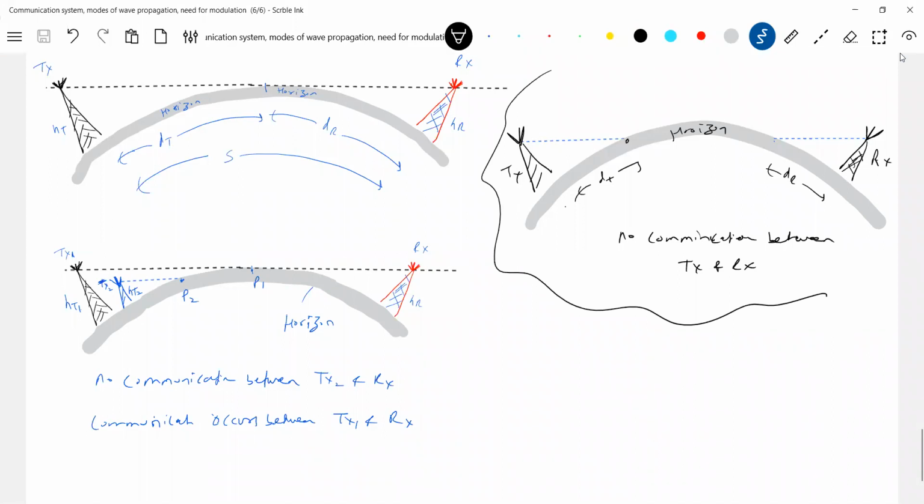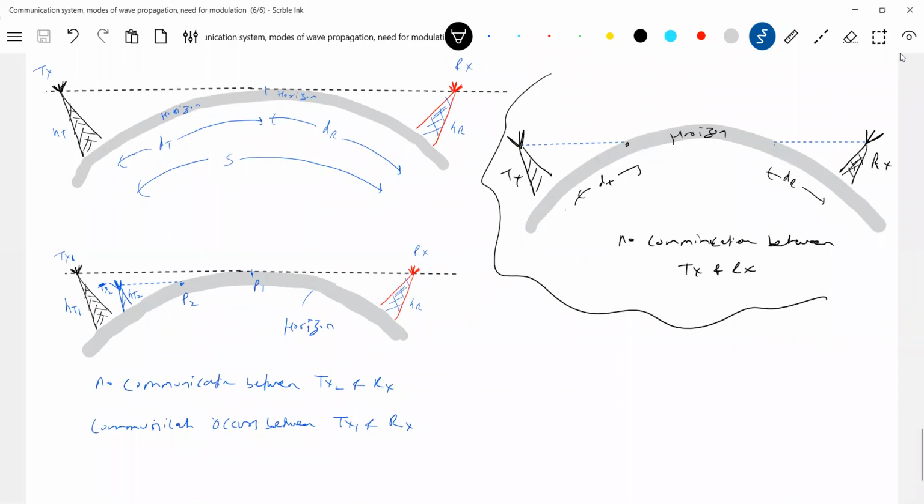This particular range depends on DT and DR. So what is the total range? DT plus DR. That particular range depends on what, I'll give the expression. Then I'll check what range of signals I can use for communication. What are the ranges?